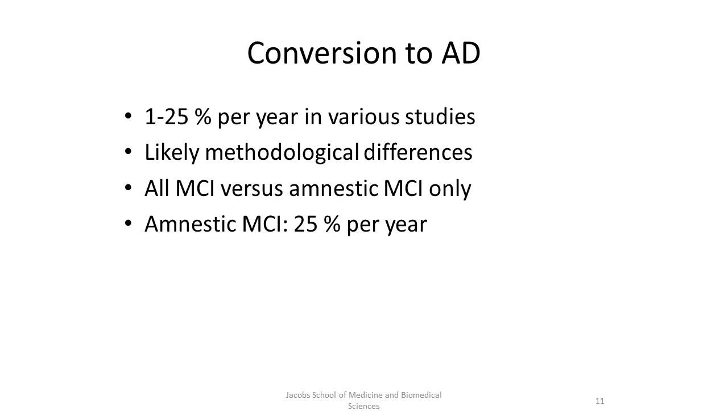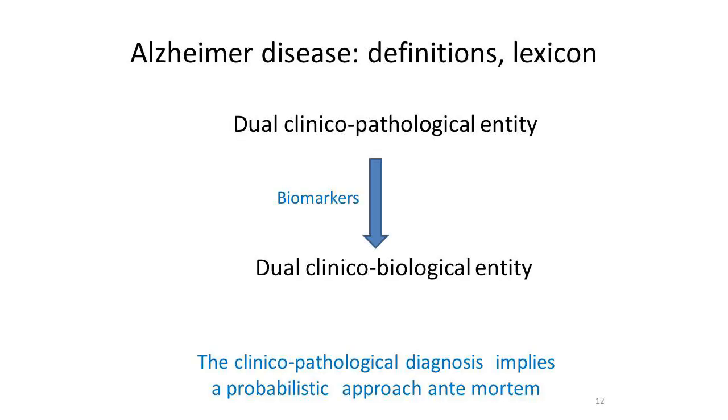So we have to get good at diagnosing amnestic mild cognitive impairment, because these will be the group of people who will benefit most from the newer treatments. So how do we change the Alzheimer's disease diagnosis?